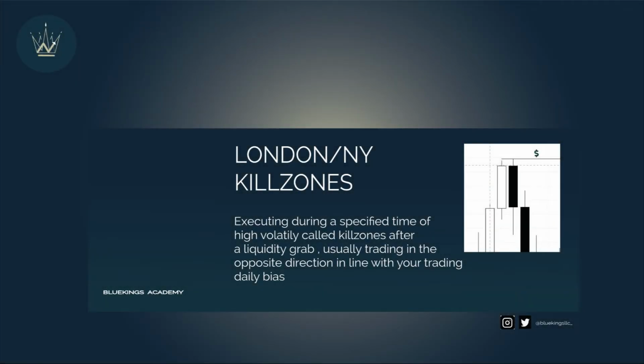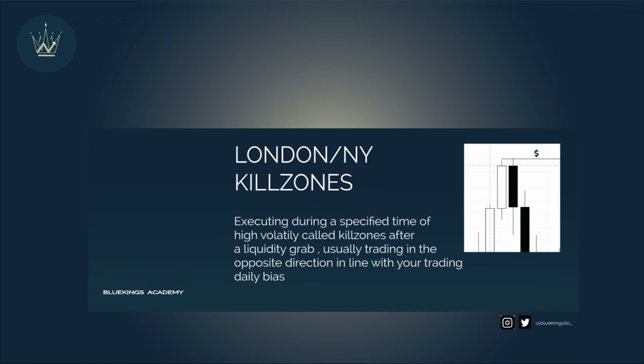London and New York Q zones. So this is how I define it. Executing during a specified time of high volatility called Q zone after a liquidity grab, usually trading in the opposite direction in line with your trading daily bias. Very, very clear. These Q zones, London and New York Q zone, are specific timing where there is serious volatility in the market based on news drivers, based on whatever.